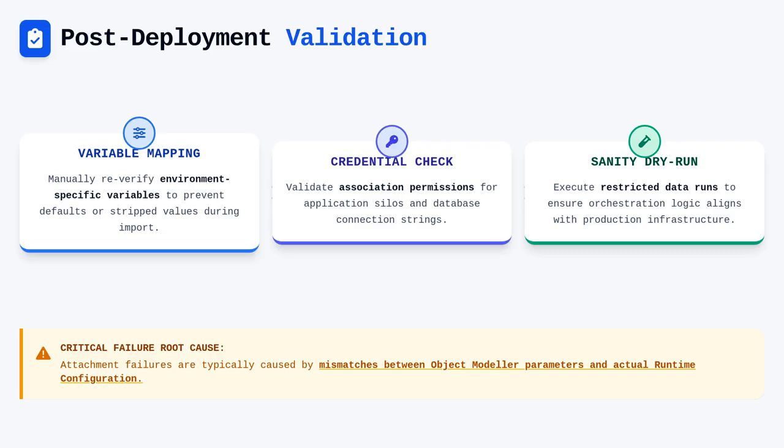If the imported process fails to attach to the application, it is often due to a mismatch between the environment parameters defined in the object modeler and the actual runtime configuration. This phase acts as a final gate, ensuring that the automation behaves identically in production as it did during its lifecycle in the test rig.